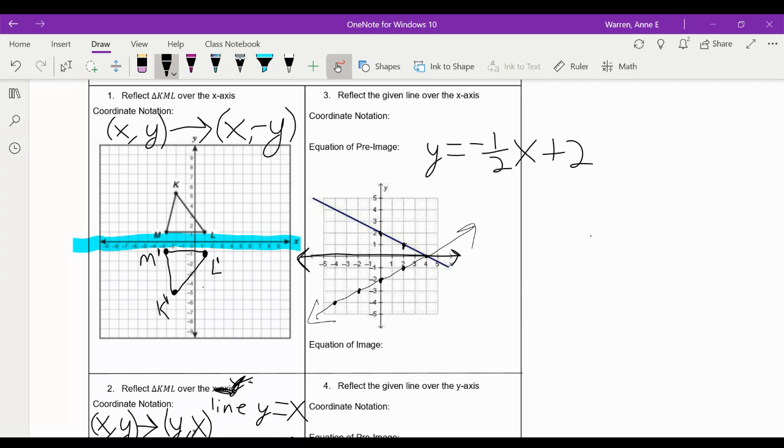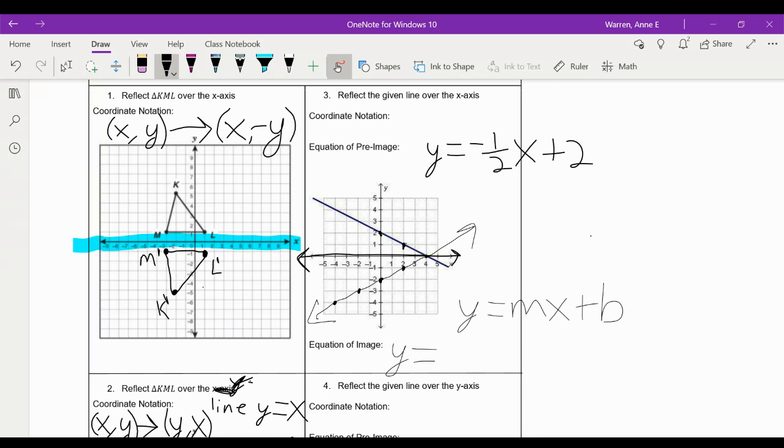And then the last thing I have to do is to find the equation of the image, which again, we can just do in slope-intercept form, will probably be the easiest one in this case. y = mx + b. So I'm going to look at the slope. Okay, the slope, once I reflect the line, may have changed.